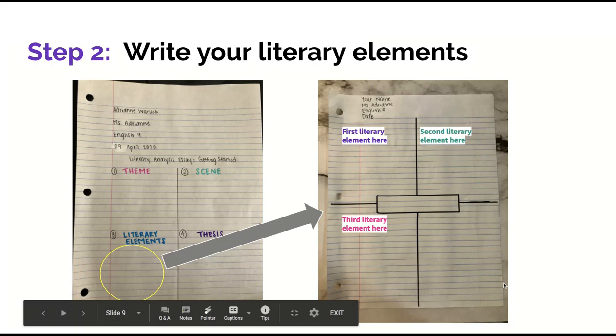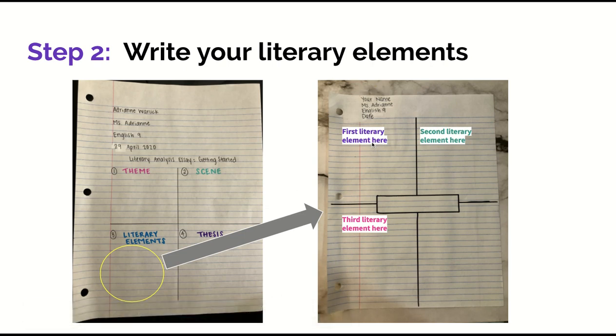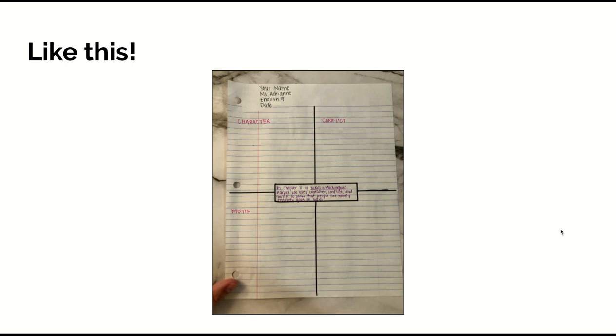Step 2 is you're going to write your literary elements. You've already chosen those, so you have them written in the 3rd box of your previous assignment. Then you're going to write the first literary element here. I believe in my example, I started with character. So you write the first literary element here, the second here, and the third here. And that looks like this.